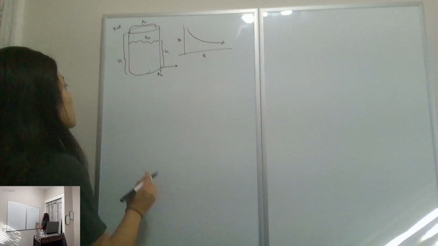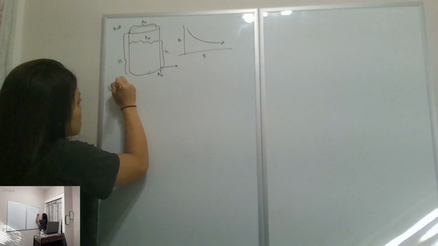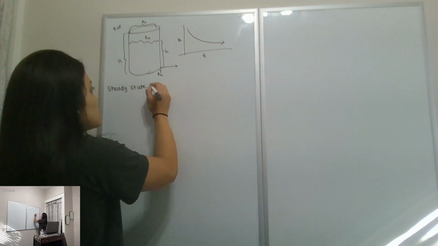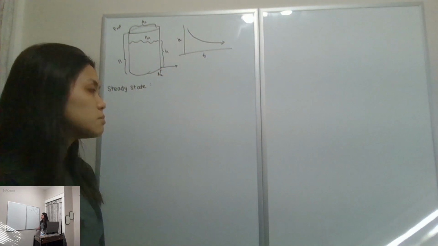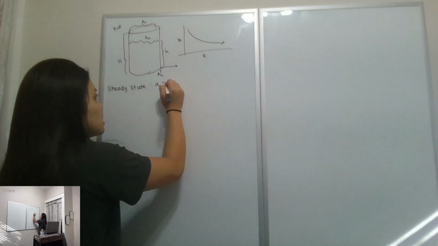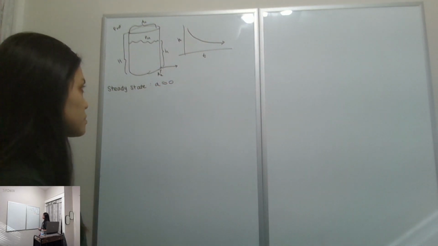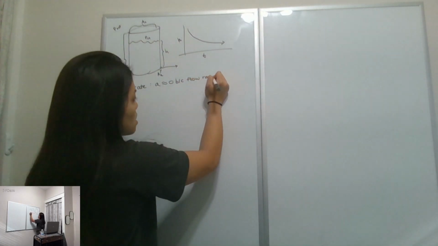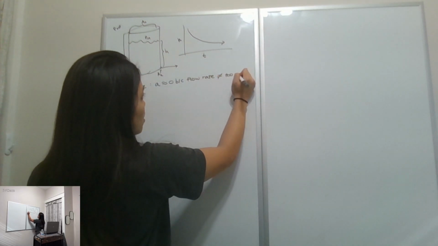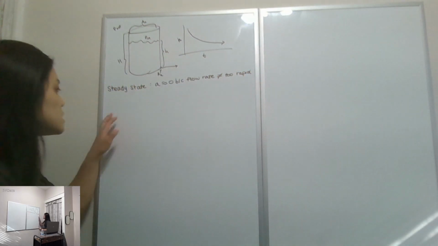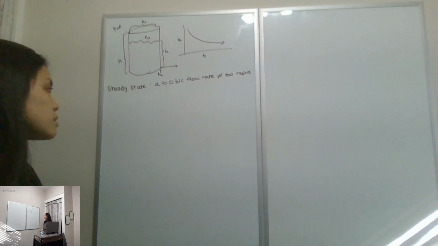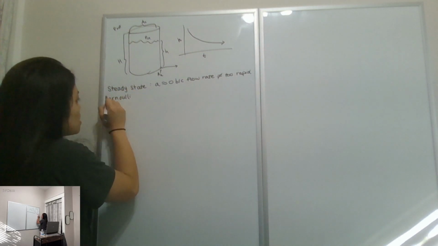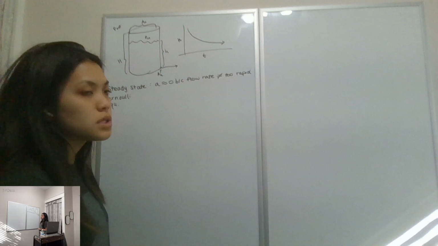And so we can assume that this is at a steady state for the reason that the hole in the bottom is so small that the acceleration can be assumed to be 0 because the flow rate is not too rapid. So because of steady state and because of the assumption that acceleration is equal to 0, we can use something called Bernoulli's equation. And so Bernoulli's equation is as follows.